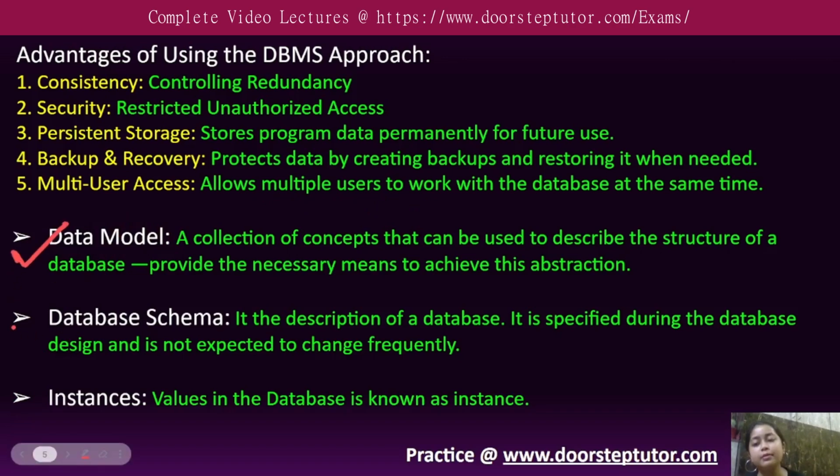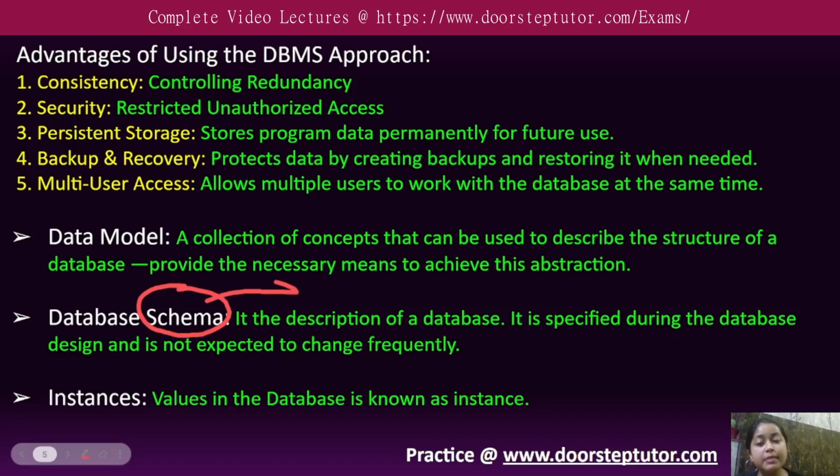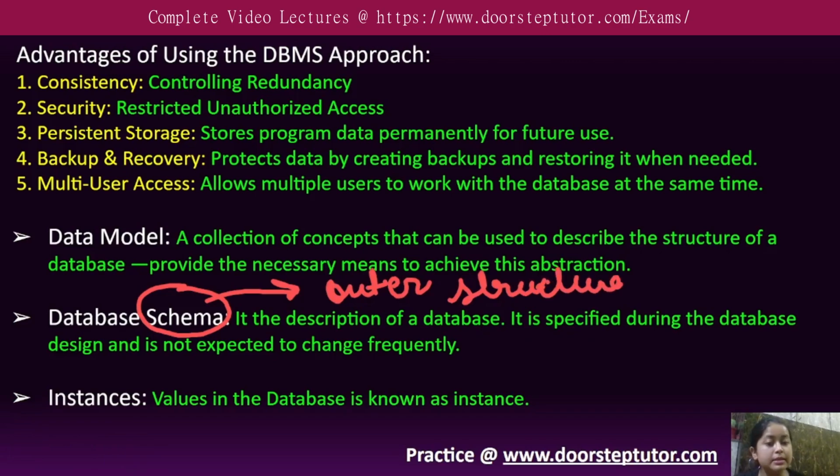Now next, what is a database schema? A database schema is the description of a database. It is specified during the database design and is not expected to change frequently. So what is a database schema? Schema means the structure, the outer structure. The database's outer structure is your database schema.